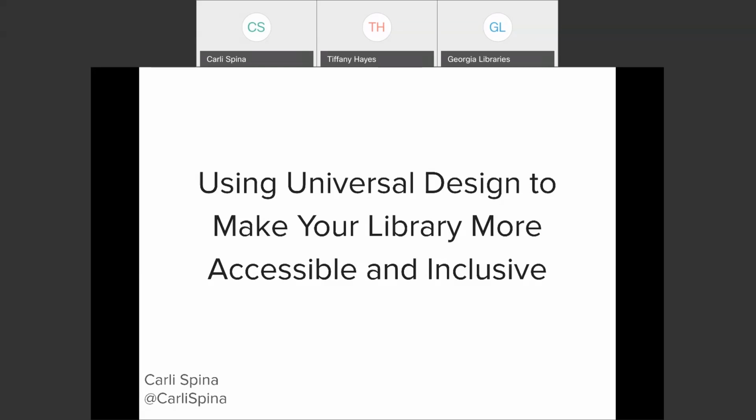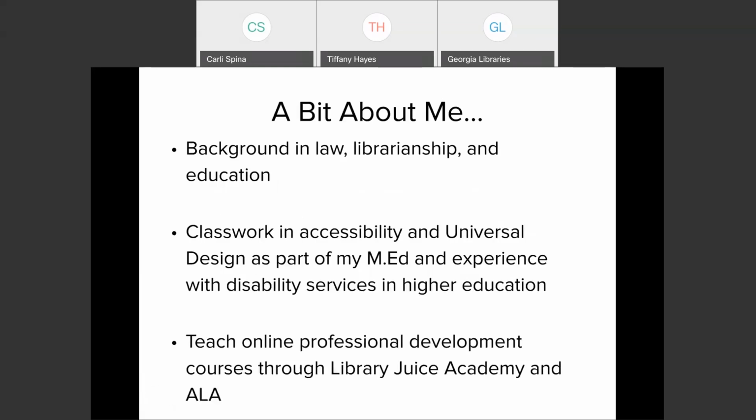Great. Okay, so as Lauren mentioned, today we're going to be talking about how you can use universal design to make your library more accessible and inclusive. She told you a little bit about me, but I just wanted to tell you a little bit more quickly. I came to this interest in part because I have a background in law, librarianship, and education, so I'm really interested in how accessibility and universal design work at the intersection of all those fields.